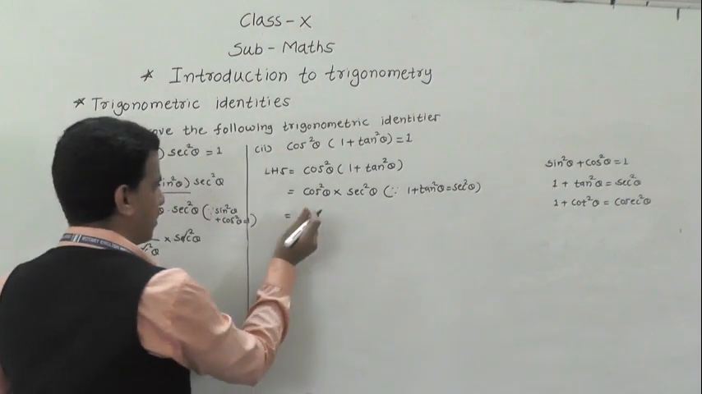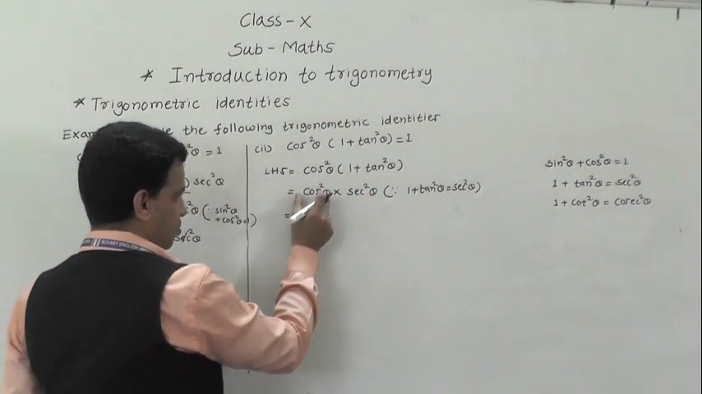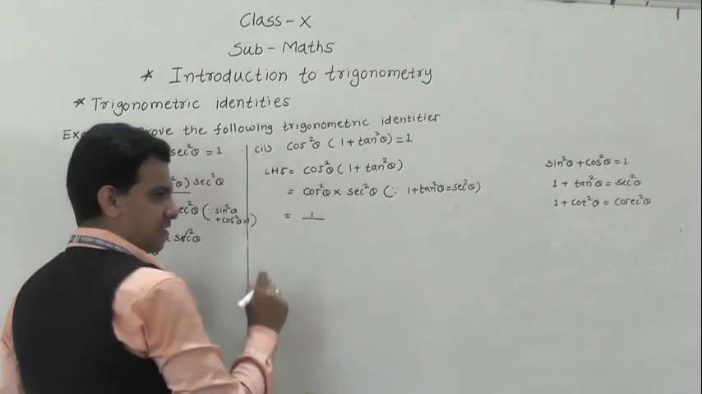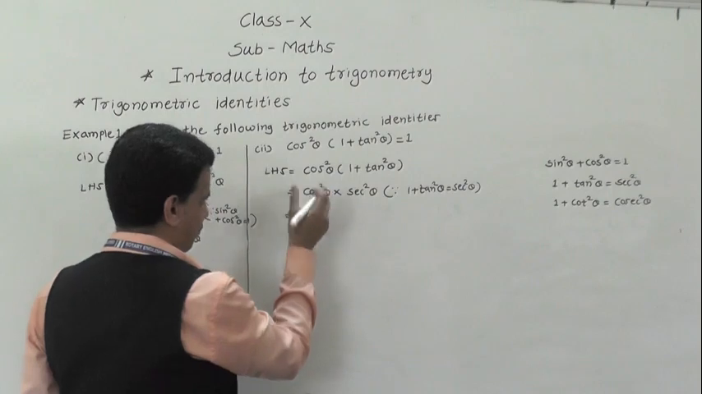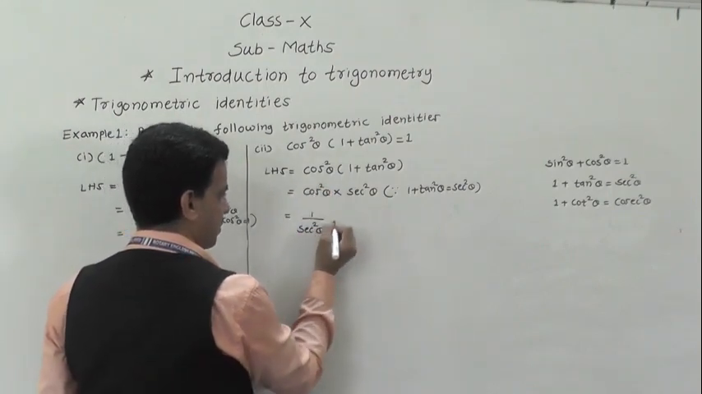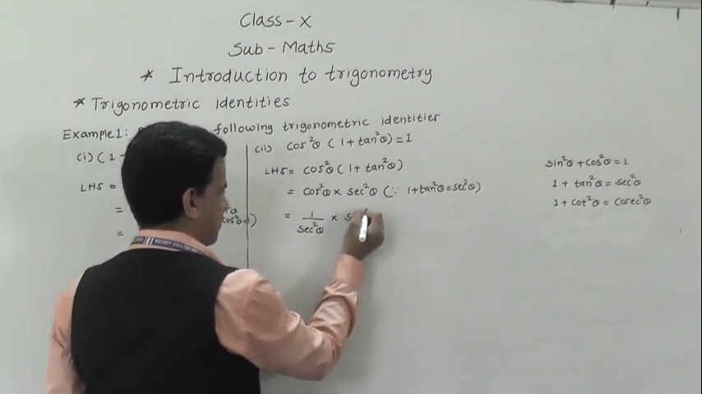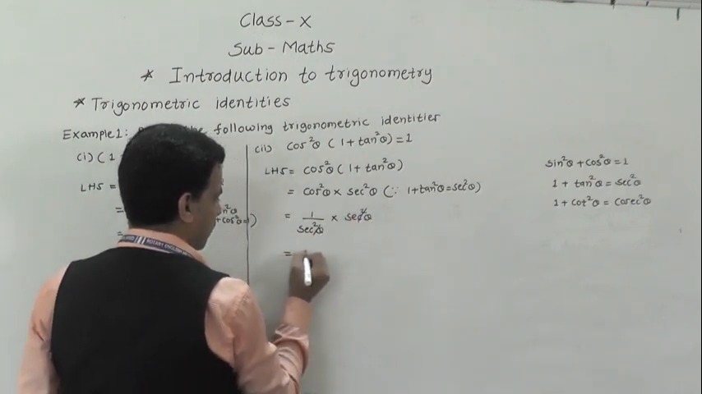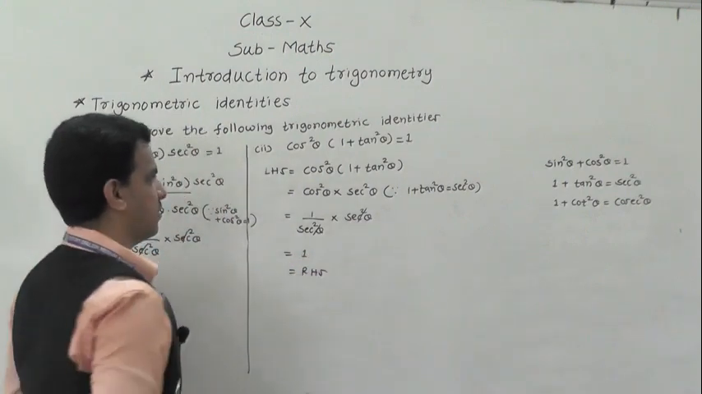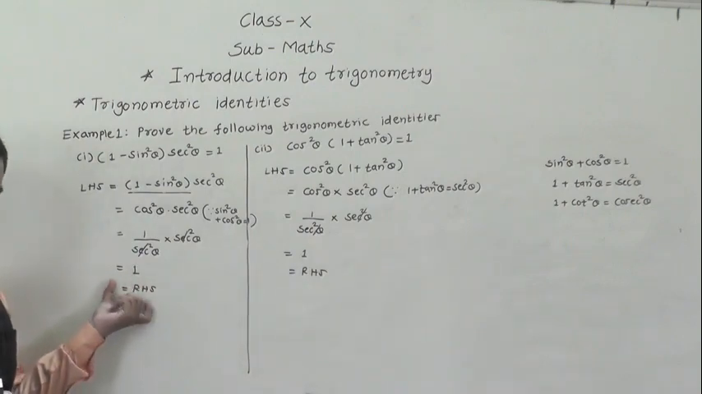Again, cos theta and sec theta are reciprocal of each other. So cos theta we can replace as 1 upon sec theta. Here cos square theta is there, so we write 1 upon sec square theta into sec square theta as it is. This will get cancelled, the value is 1, that is the RHS. Okay. So this type of example we will take more.